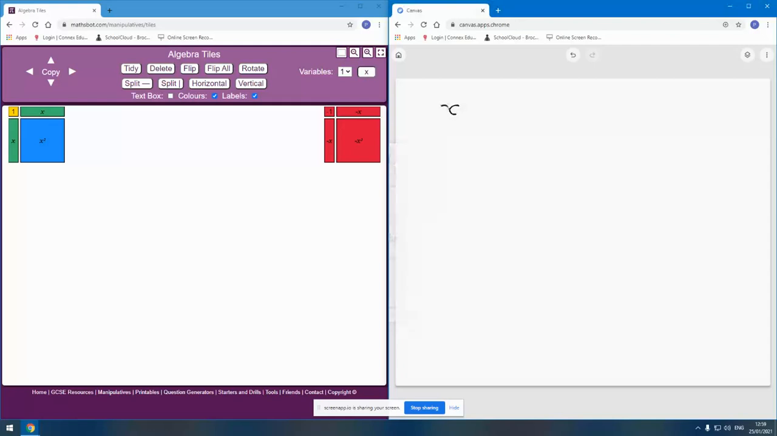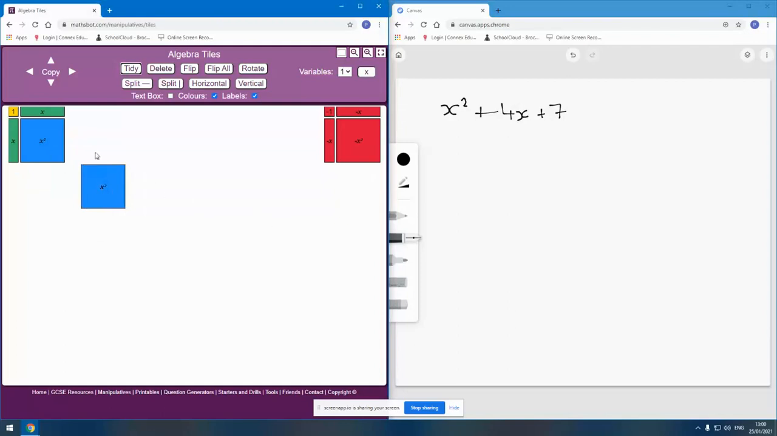So we need to start with a quadratic expression, and I'm going to start with a relatively simple quadratic expression to begin with: x squared plus 4x plus 7. And I'm going to build that quadratic expression out of my tiles here. I've got x squared, I've got 4 x's, and I've got 7 ones. And my instruction to pupils for this is simply: build me a square. Build me a complete square, something that you know for sure is square.